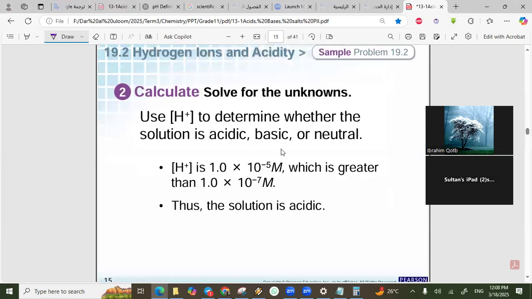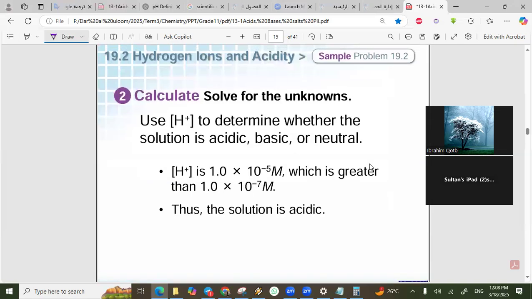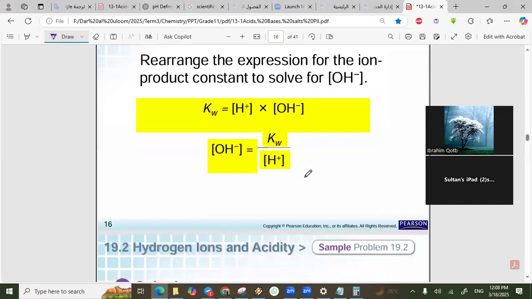This solution is acidic because negative 5 is greater than negative 7. The solution is acidic, as I said. And here to calculate OH, just divide Kw, which is 10 negative 14, over H plus. This value, H plus, I can change in the exam or in the quiz, but this value, Kw, is fixed. I can't change it.